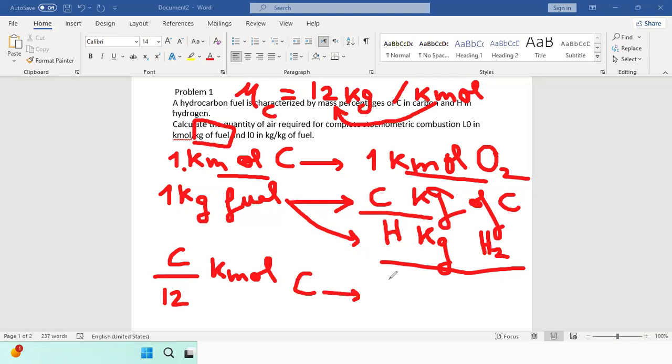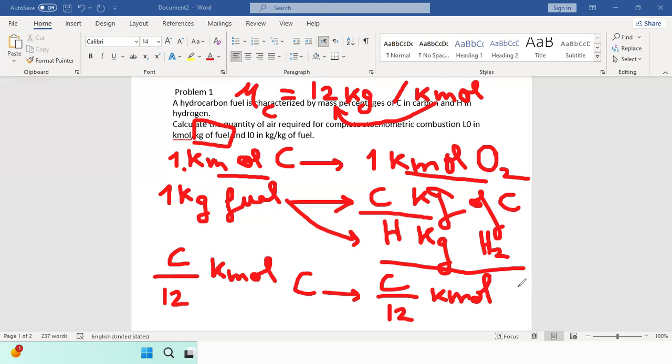So if I have C over 12 kilomole of carbon, it will need C over 12 kilomole of O2. So to burn carbon completely in a stoichiometric way with complete combustion, when we say complete combustion, we have formation of CO2, we don't have formation of CO, okay? So we have C over 12 kilomole of O2.